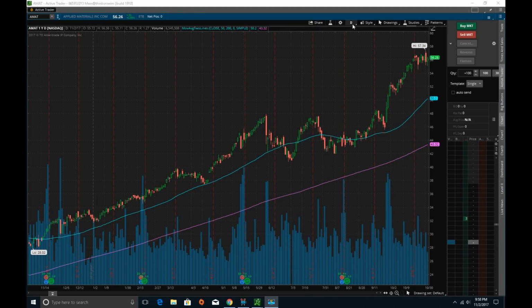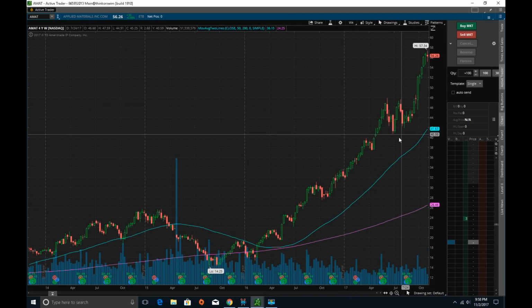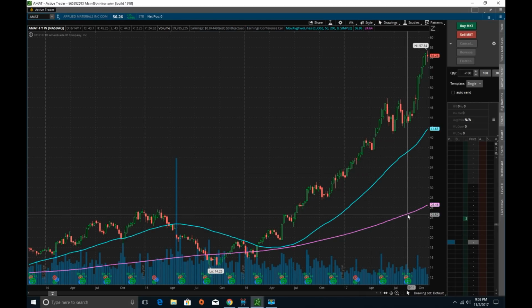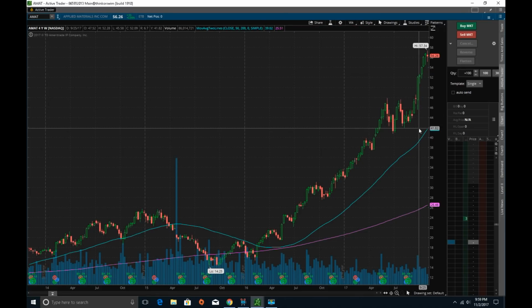So now we want to move to the weekly chart, and again, same thing. We want to see the 50 above the 200, and we want to see price above both of them. Now, if we're shorting the market, then we want all of this reversed. We want to see the 50 underneath the 200, and we want to see the price underneath the 50.